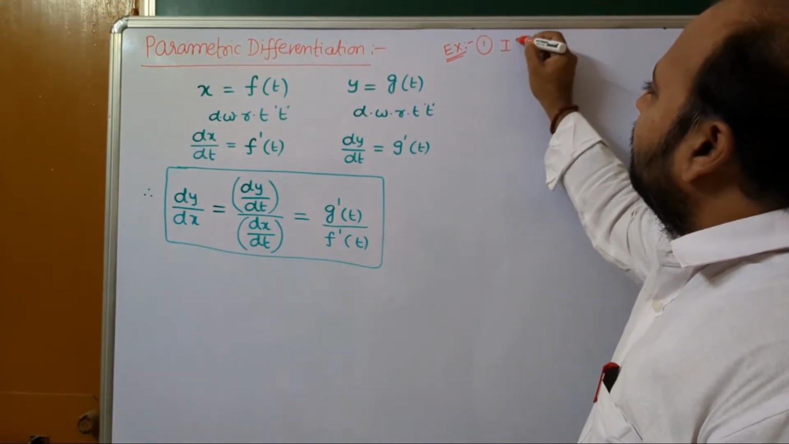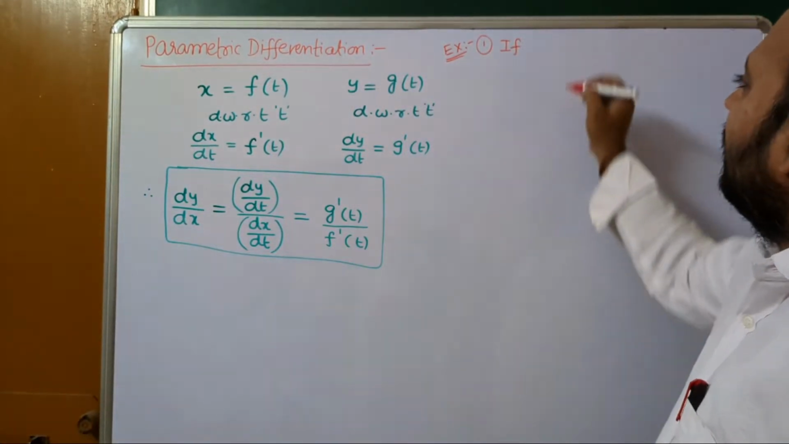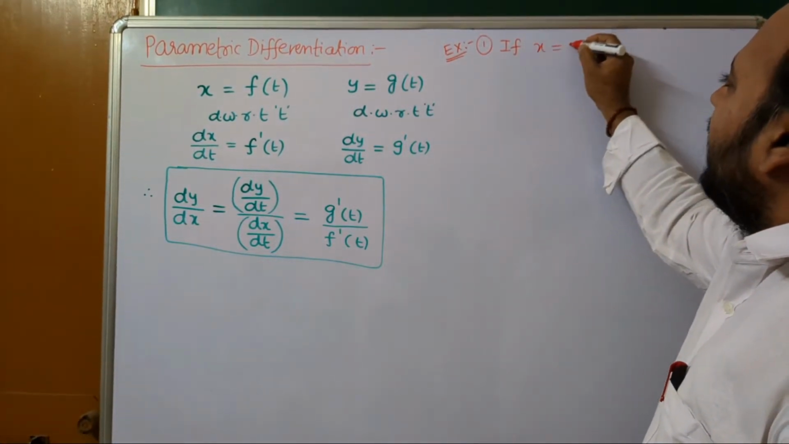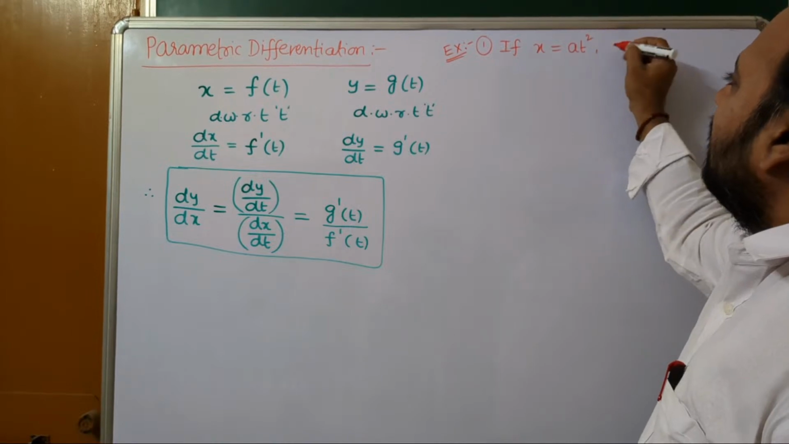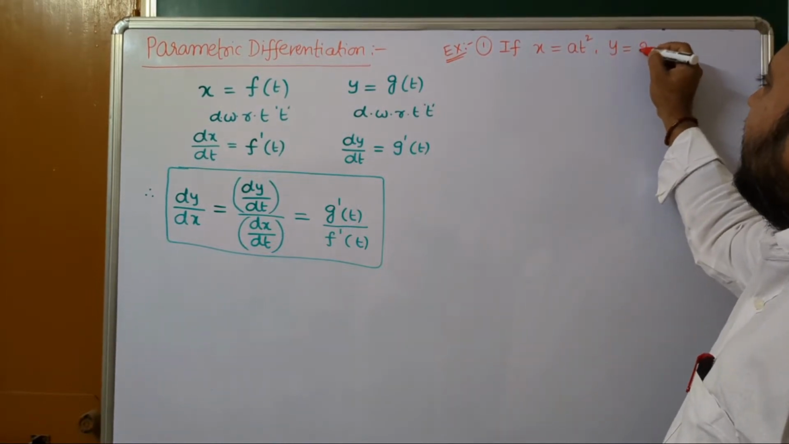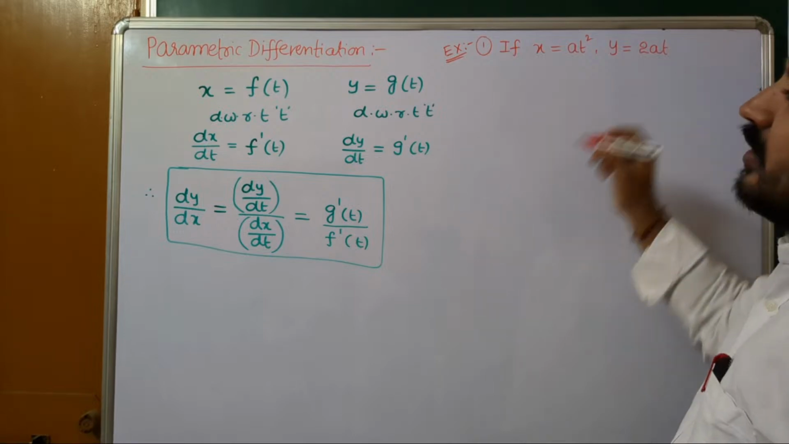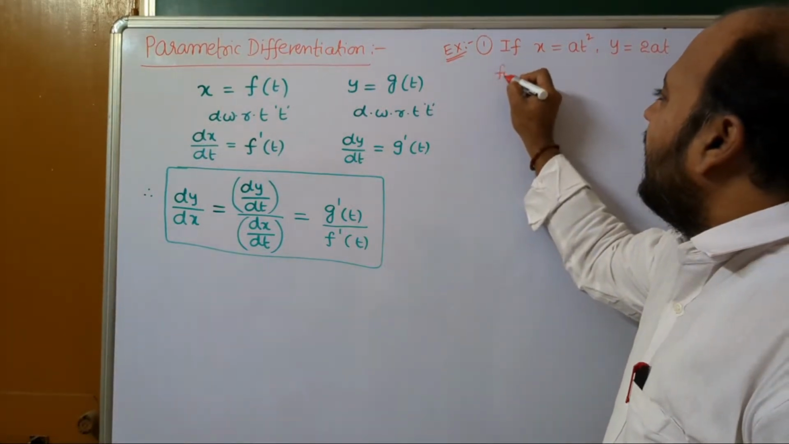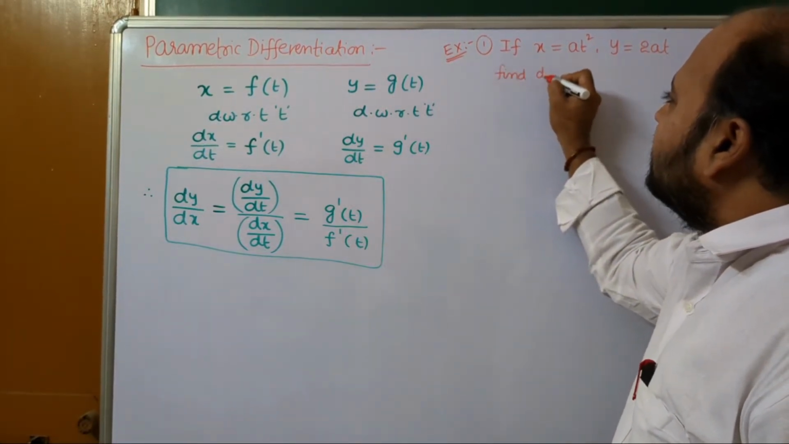If x is equal to a t square, y is equal to 2 a t, find dy by dx. The question they will ask like this.